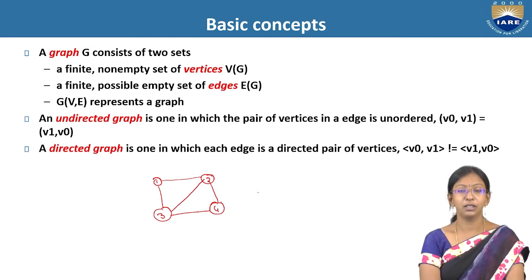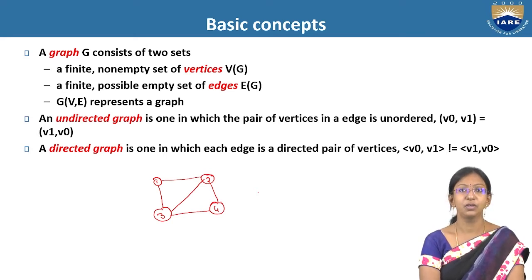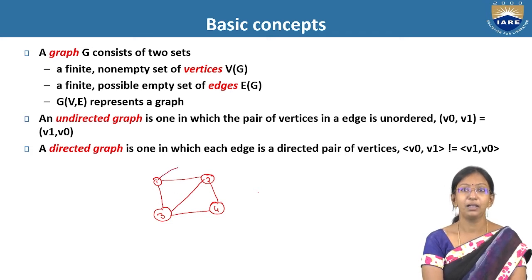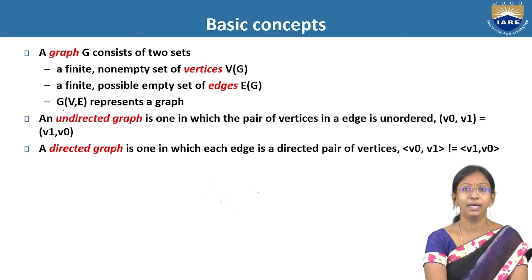So we can define a graph as a finite non-empty set of vertices or nodes, and a finite, possibly empty, set of edges. It can have any number of edges. You can have parallel edges also. You can have self loops also. Okay. So these graphs are broadly classified into two different categories. One is an undirected graph and the other is a directed graph.